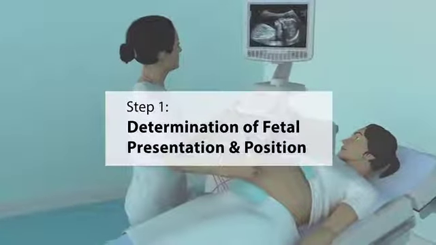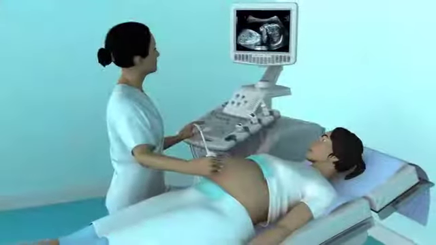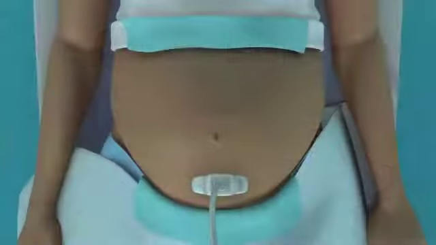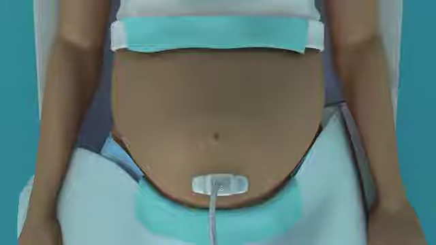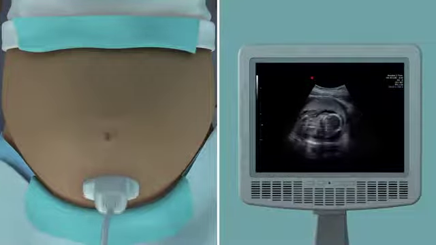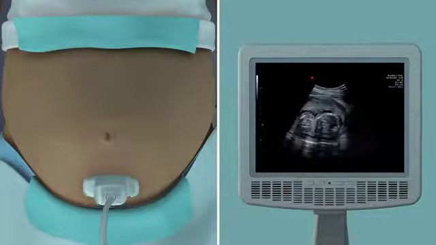ISUOG recommends using the 6-step approach for the performance of a basic 2nd or 3rd trimester obstetric ultrasound examination. Begin by placing the probe in a transverse position in the center of the lower abdomen, just above the symphysis. Angle the probe forwards and backwards to identify the presenting fetal part. This fetus is cephalic.